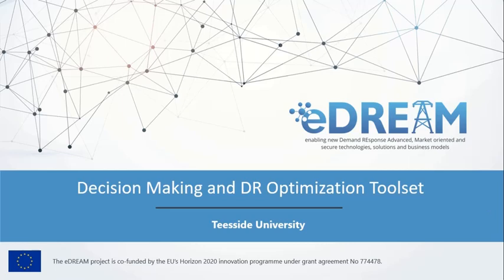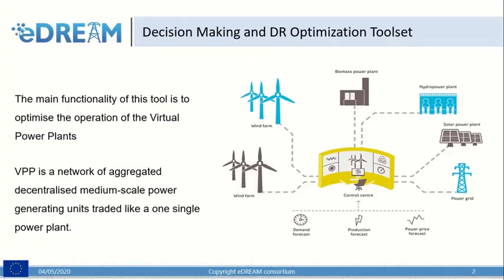In this webinar, I'm going to present the decision-making and DR optimization toolset developed by Teesside University within the eDREAM project activities. The main functionality of the decision-making and DR optimization toolset is to provide the aggregators and energy retailers with a toolset that enables them to utilize their energy resources in an optimal way.